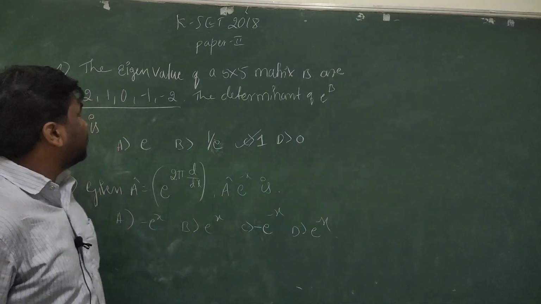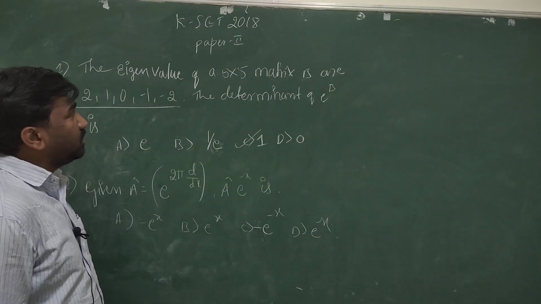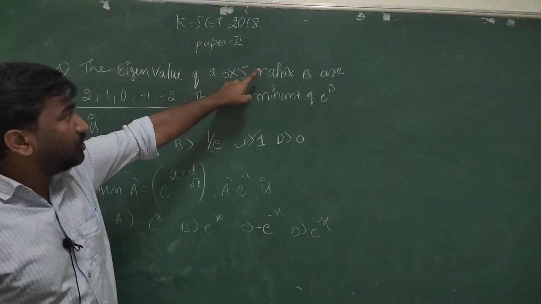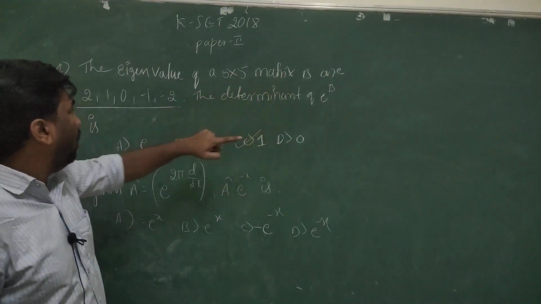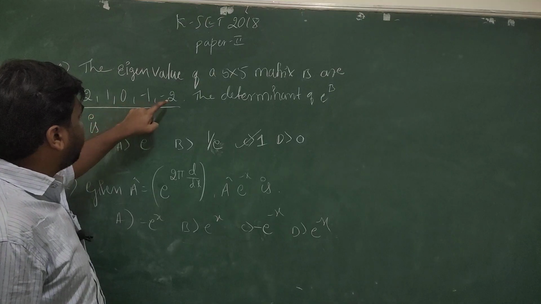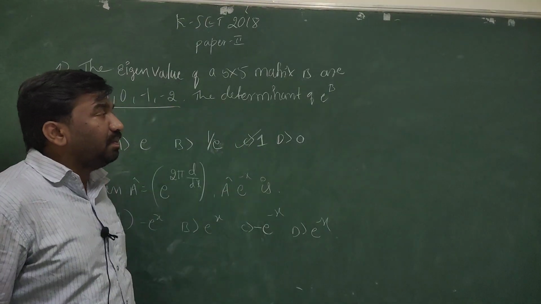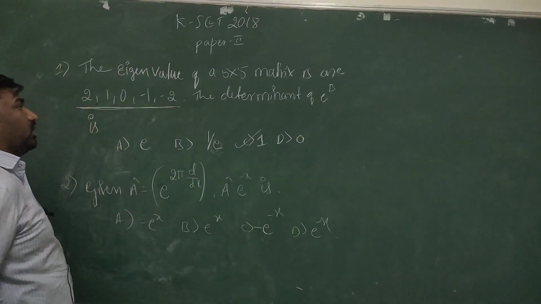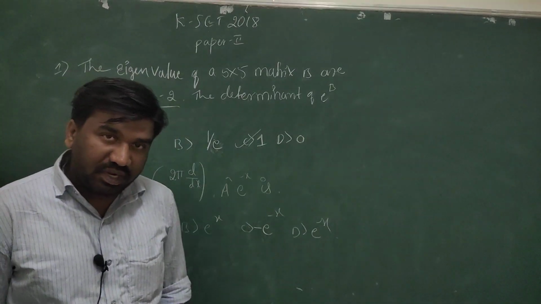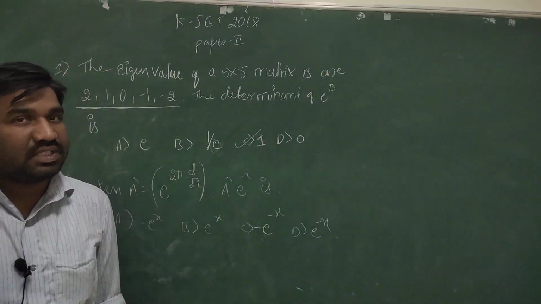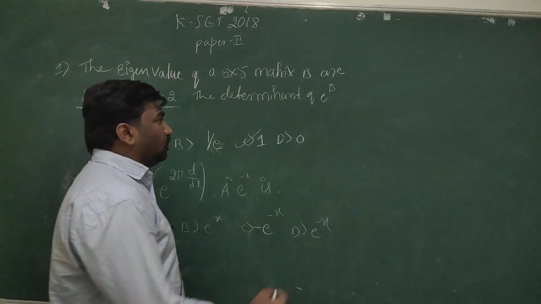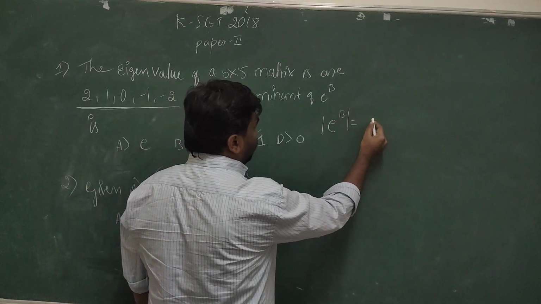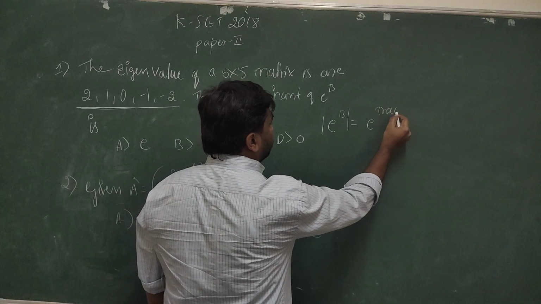This is question number 1 from the mathematical physics part of paper 2. The eigenvalues of a 5 cross 5 matrix B are 2, 1, 0, minus 1, minus 2. We have to calculate the determinant of e power B. We know that the product of the eigenvalues gives the determinant of the matrix, and the sum of the eigenvalues gives the trace of the matrix. But we know that the determinant of e power B is equal to e power trace.